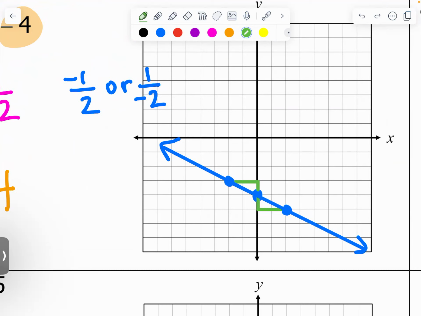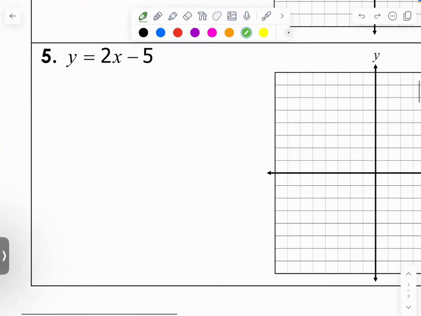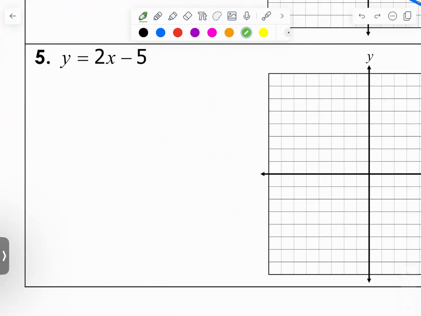Okay, Sophie, that is perfect. I love it. Okay. All right. So what I want you to do is I'm going to give you about 1.5 minutes to graph number 5. You can work with your elbow partner or compare answers, but for number 5, identify M, identify B, and then graph it.